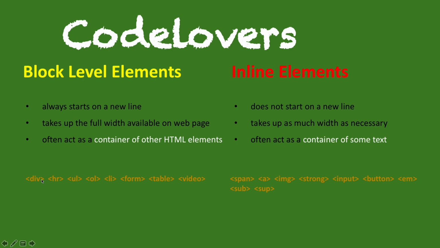There are some examples, as you can see here below. Div, which I haven't discussed yet, but I will. And the horizontal rule tag, unordered list, ordered list, list item tag, form, table, and video tags. All of these tags you can see here are block level elements. And the span tag, anchor tag, image tag, strong, input, button, emphasized, subscript tag, and superscript tag, all of these tags are HTML inline elements.